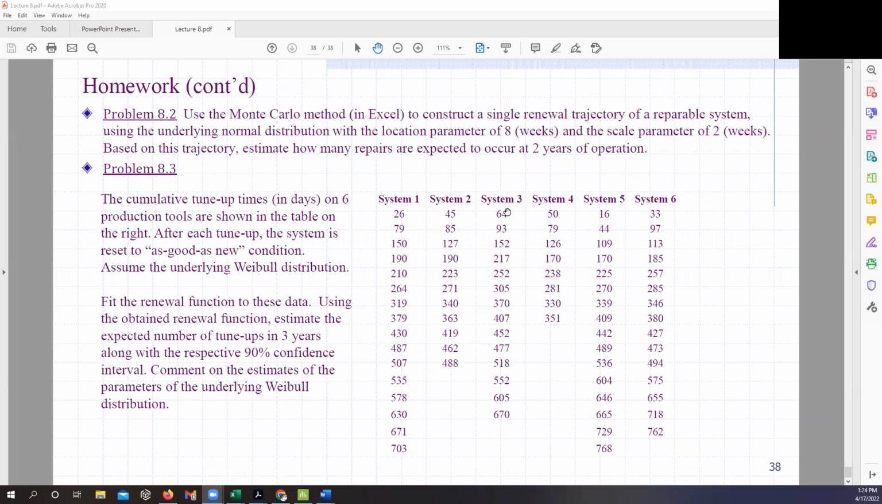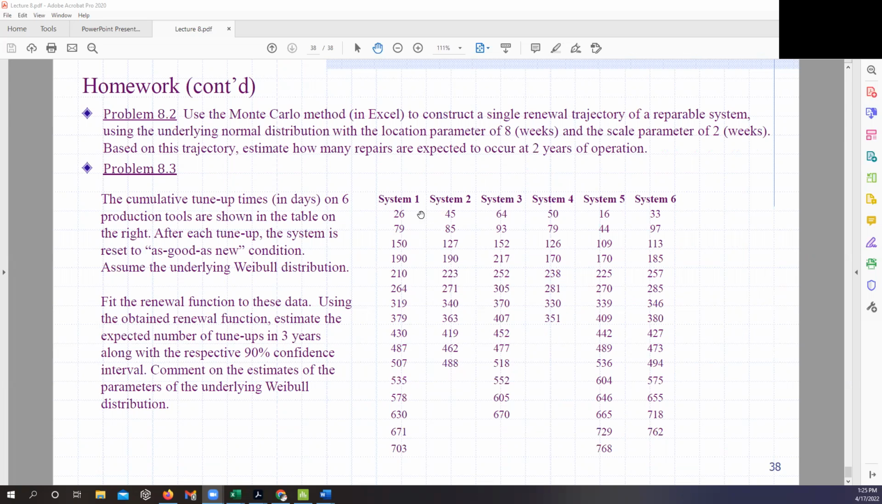First, let's look here and try to understand the data. What are we looking at here? We're looking at 6 different systems, and I have historic data for repair time or tune up time, as the problem calls it here. And the problem is asking you to predict the number of tune ups in 3 years with 90% confidence interval.